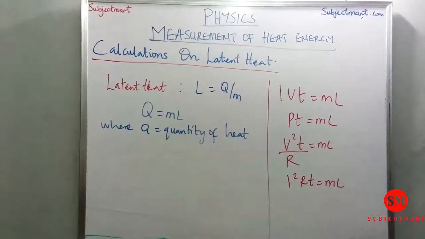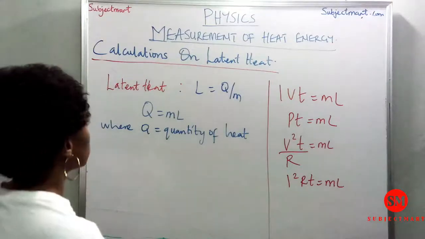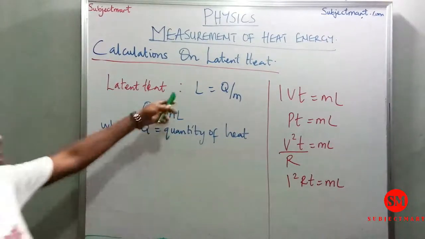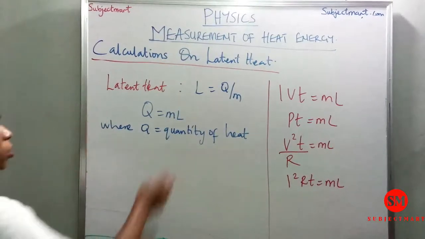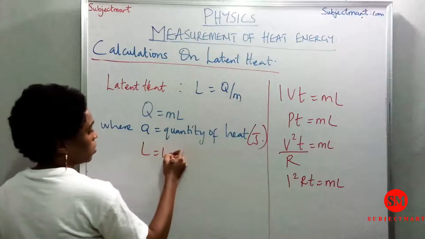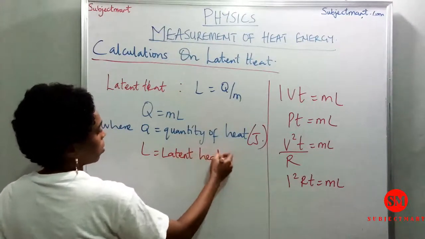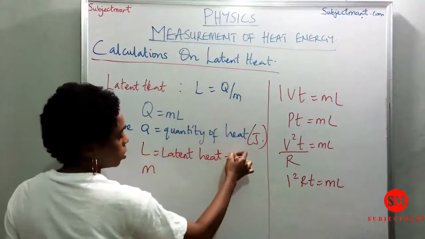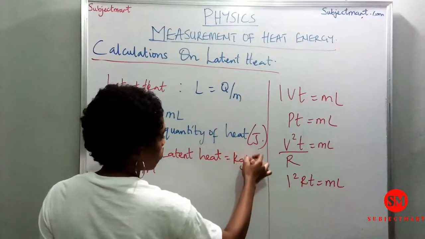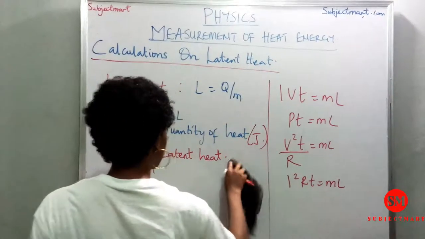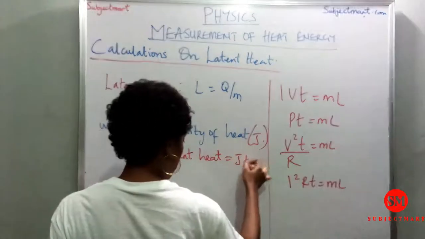Moving on to our last objective for this lesson, which is calculations on latent heat. Q is equal to mL, L is equal to Q over m. This L stands for latent heat. The Q is the quantity of heat, and it is measured in joules. L is latent heat. It could be latent heat of fusion, it could be that of vaporization. Latent heat here is measured in joules per kilogram.